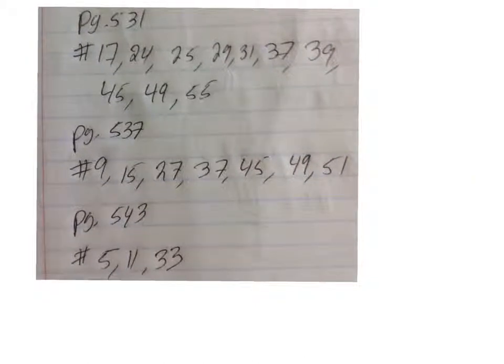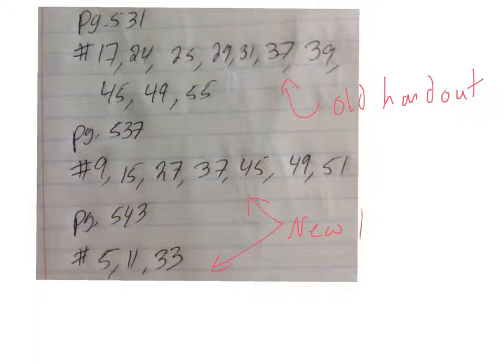So your homework is the following: page 531, 537, and 543, those numbers. The first section here is from the law of sines section, which you already have. So this is from an old handout. And these two are going to be from the new handout that I will email to everyone today.